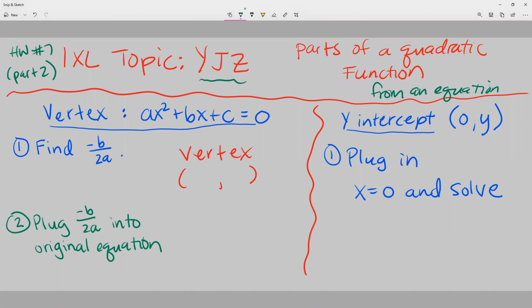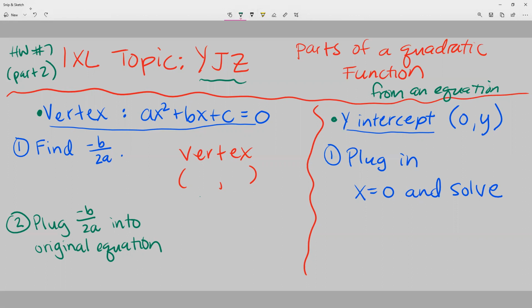So they're going to ask you to find a few different things. The two important things you need to know are how to find the vertex and how to find the y-intercept. And then once you know how to find the vertex, there are some other things here that you'll be able to find from the points that are listed. So let's look at this.